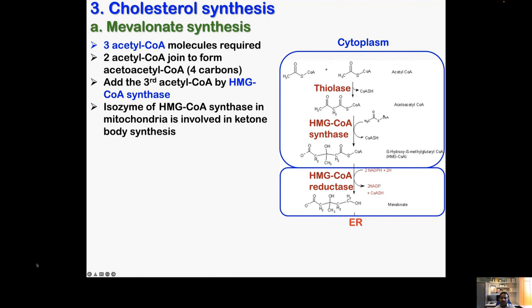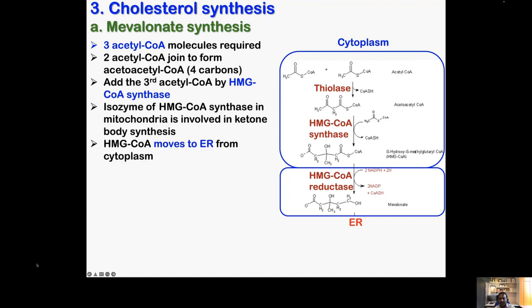The third acetyl-CoA is added to this molecule. Finally, you will get a 6 carbon containing molecule called beta hydroxy beta methyl glutaryl CoA. This also liberates a CoA. Now, there's an isoenzyme of HMG-CoA synthase in mitochondria that's involved in ketone body synthesis. Don't get confused between these enzymes. HMG-CoA synthase here is producing HMG-CoA, but in mitochondria it will produce ketone bodies.